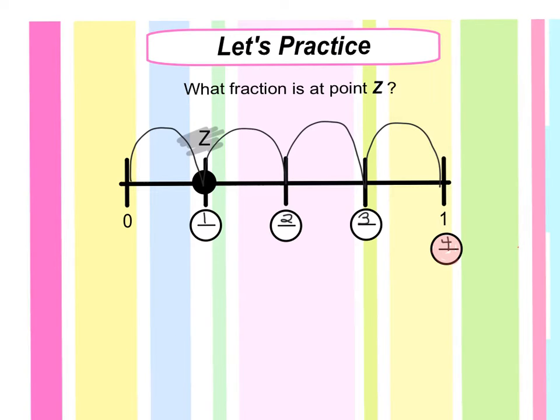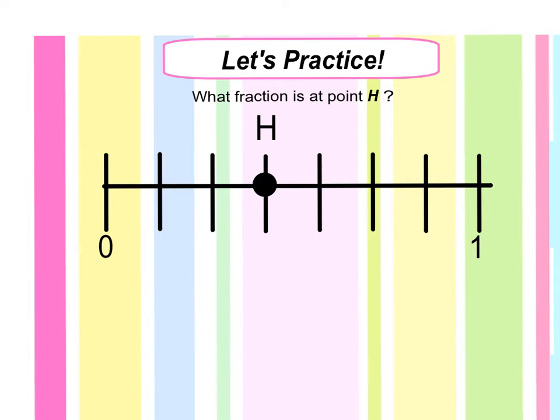This number line splits into 4 equal parts. So 4 becomes my denominator across the board. Now that I've found my numerator and denominator, I can clearly see that Z is located at the fraction 1/4. Let's practice again. In front of you is a number line with a point labeled H. I want to know what fraction H is at.